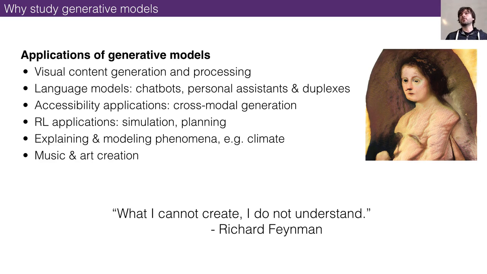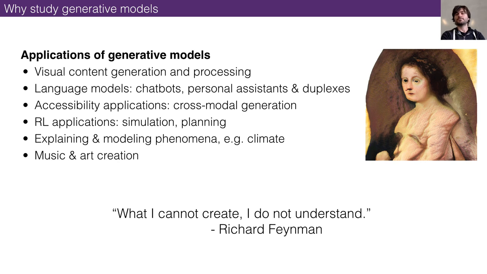They are responsible for all of the language models that we use for making things like chatbots and personal assistants and these so-called duplexes. I don't know if any of you saw that Google blog post about the duplexes that they trained to fool operators over the phone. That stuff is all powered by language generative models. There are also a lot of really interesting accessibility applications, and we're going to talk about this a little more next week when we get into conditional generative models, but you can do things like image to text, text to image, sound to text, text to sound. In situations where one is preferable to the other, there are obviously a lot of accessibility applications that can benefit from that. So that's another thing you can use them for.